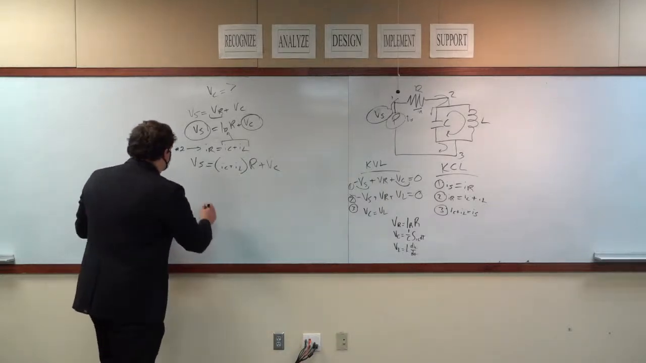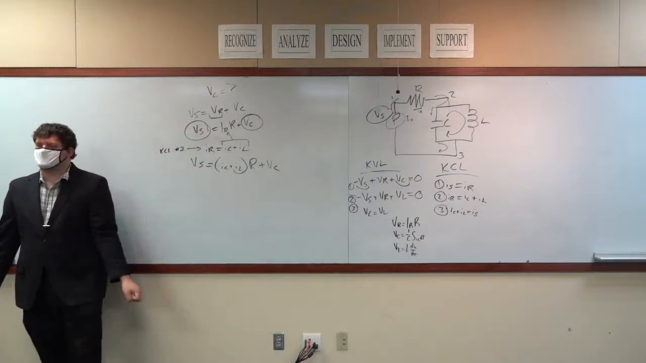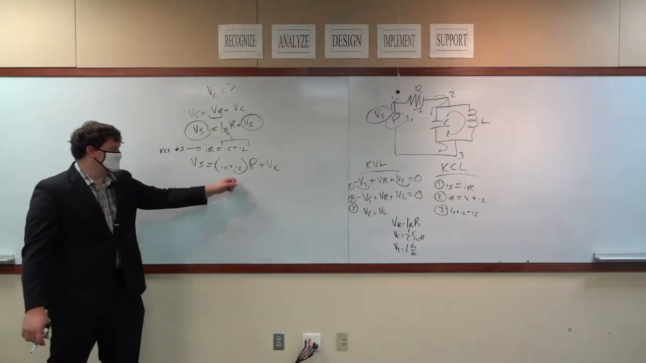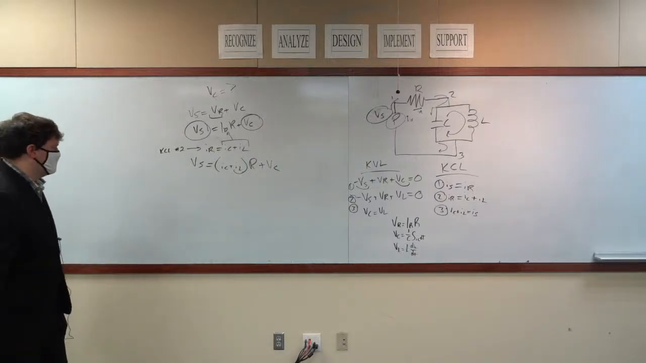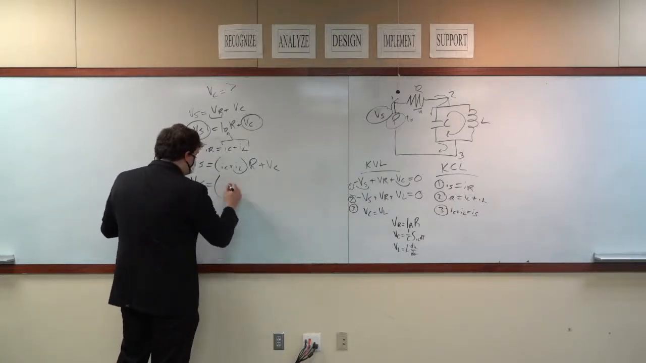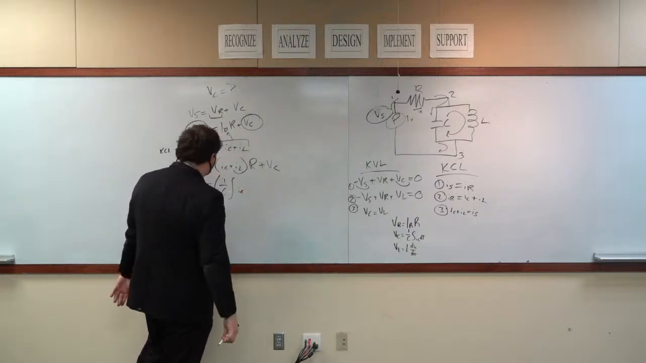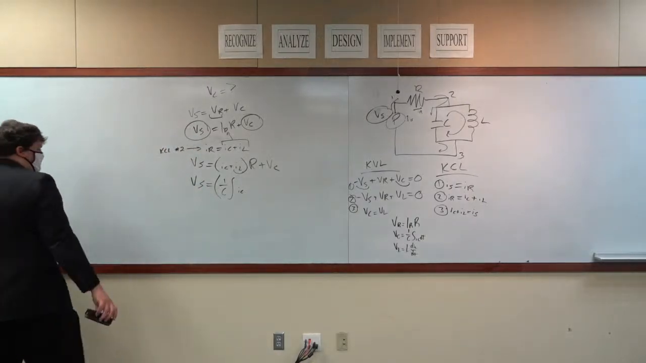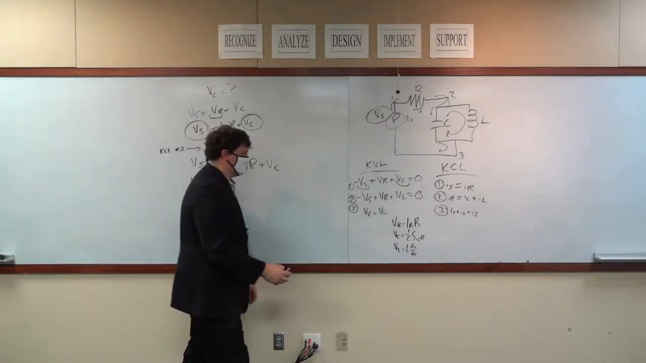What we're going to do is we're going to say, okay, this IL does depend on VC somehow. We know this depends on VC somehow. We know this has to depend on VC somehow. We'll figure it out. So VS is equal to, IC is equal to 1 over C integral of IC, whoops. That is not what I meant. Sorry. I was writing this exact formula.